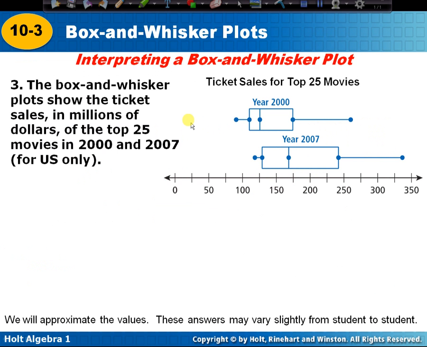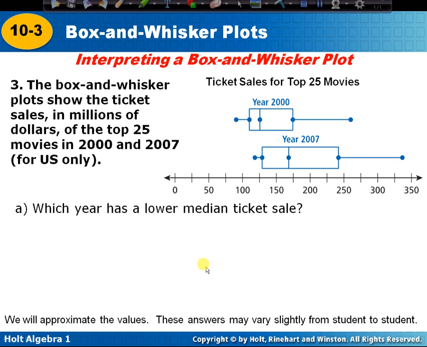All right, number 3 says the box and whisker plot shows the ticket sales in millions of dollars of the top 25 movies in 2000 and 2007. It said for U.S. only. You do not have to draw the picture or write the question down for this one. I do need you to write A and write which year has a lower median ticket sale.